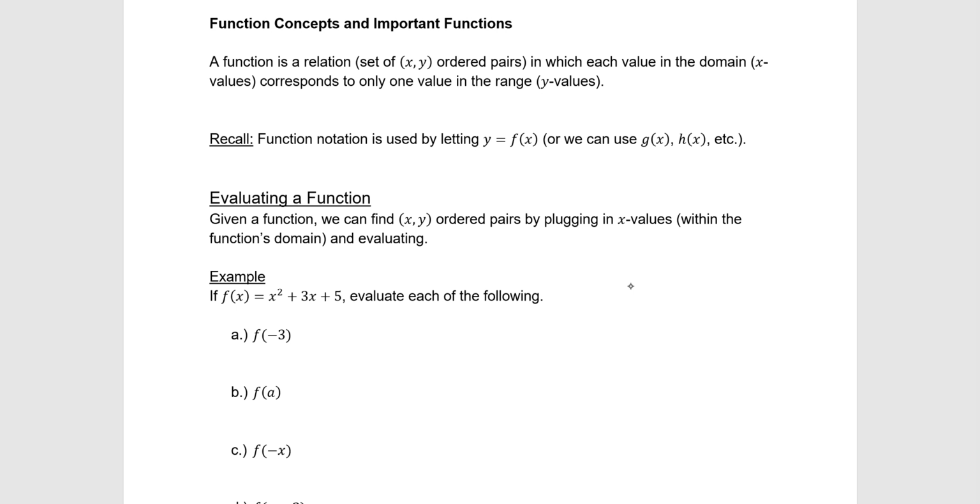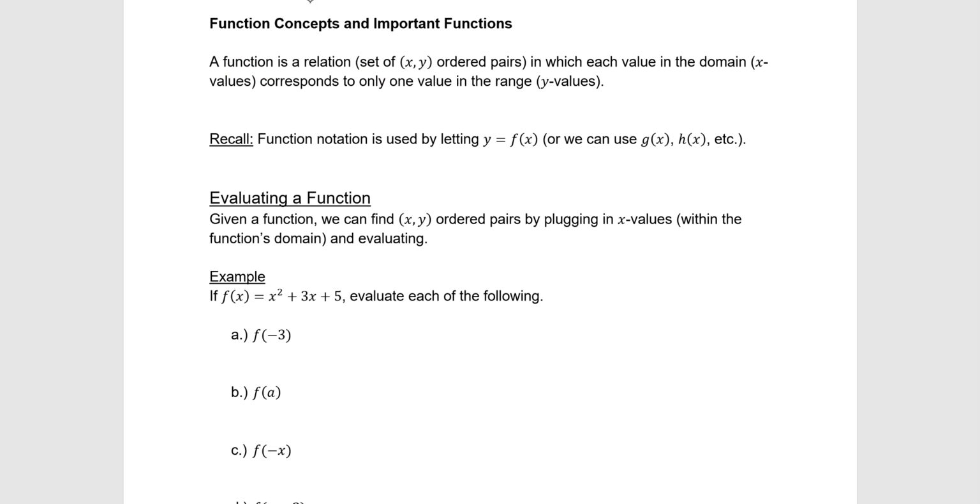So starting with some definitions, a relation is a set of ordered pairs, x comma y. And the definition of a function is a relation in which each x value corresponds to only one y value. So each value in the domain corresponds to only one value in the range. That's the key thing, is only one. It cannot be any more than one.